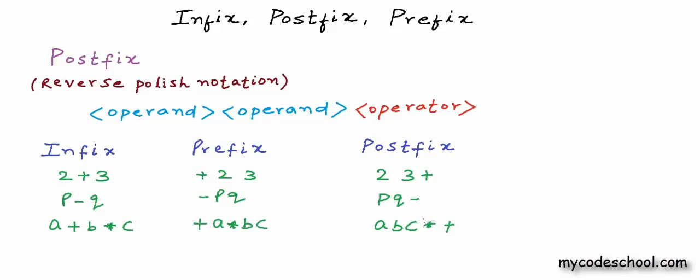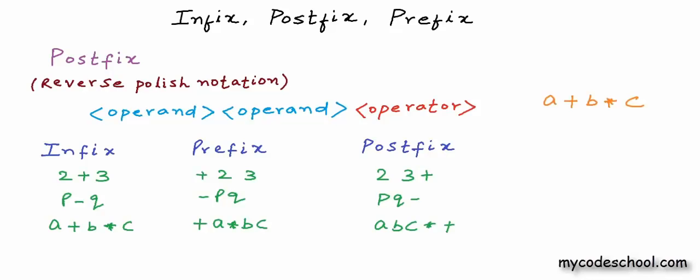For this multiplication operator, operands are variables b and c, and for this addition, operands are variable a and this postfix expression bc asterisk. We will see efficient algorithms to convert infix to prefix or postfix in later lessons. For now, let's not bother how we will do this in a program. Let's quickly see how we can do this manually.